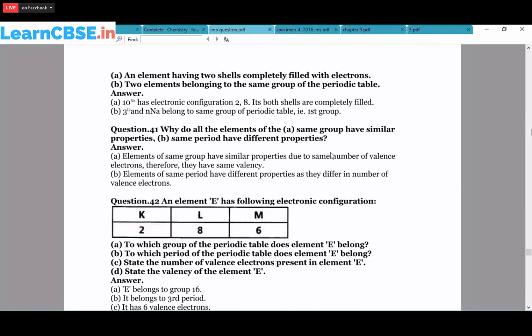So the period have different properties, meaning they differ in the number of valence electrons. In the first element, there is only one electron in the outermost shell, so it is able to form a plus one charge. In the next one, when you're moving from left to right, the next element is having two electrons, so it has a plus two charge, so it can donate two electrons. So their valency is completely different from that of the other one.